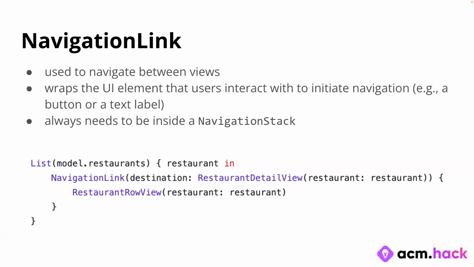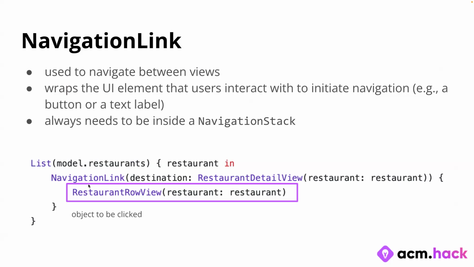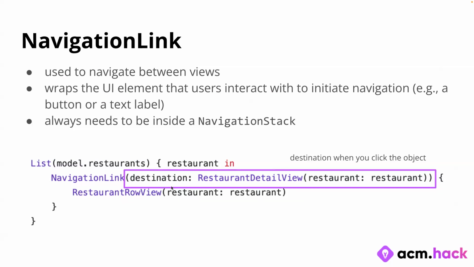So I have the syntax down here, and we have something within the navigation link. This is the object to be clicked. So we want to click the restaurant row view and be taken to our destination. And our destination is here, which we specified as destination, and that's the restaurant detail view. So every time you click on a row for a restaurant, it'll take you to the corresponding detail view for that restaurant as well.